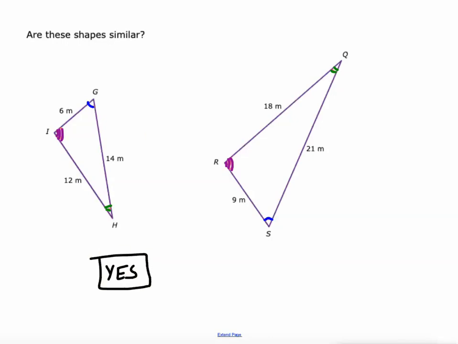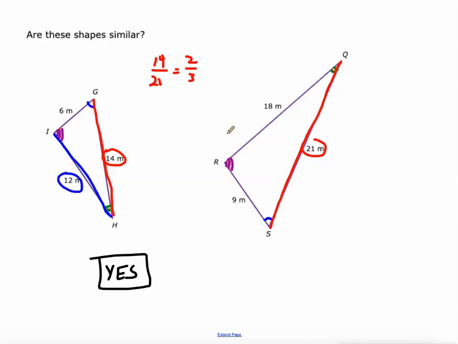I'm also going to prove it to you one other way. If we look between G and H, from the 1 mark to the 2 mark, and between S and Q, let's look at those side lengths, 14 to 21. 14 over 21, or 2/3 if you simplify it. And then let's look from angle 2 to angle 3. That's 12. Over here, if we go from angle 2 to angle 3, like the 2 marks to the 3 marks, that's 18. And if you check out 12 over 18, that also simplifies to 2/3.